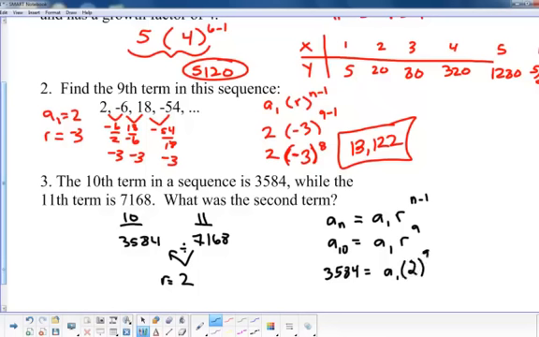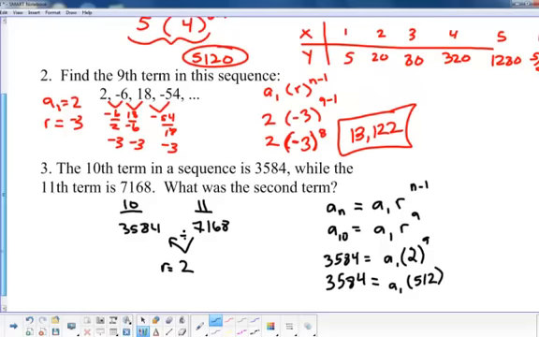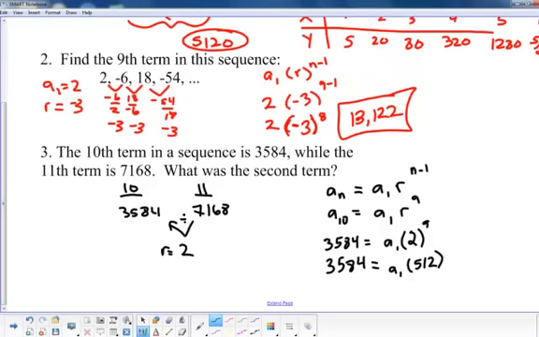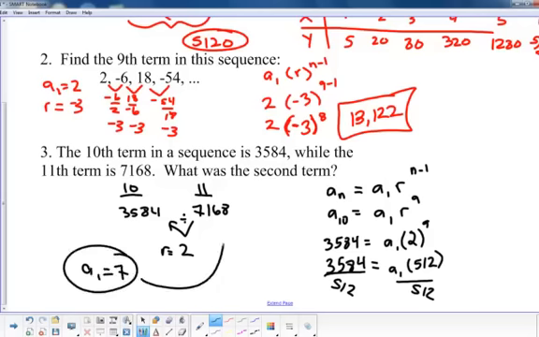So in the calculator, if you do 2 to the 9th, you get 512. So to solve for a sub 1, you could just divide by 512. 3584 divided by 512 is 7. So our first term is 7. You could check your work and make sure that using that formula, you get that for the 11th term.